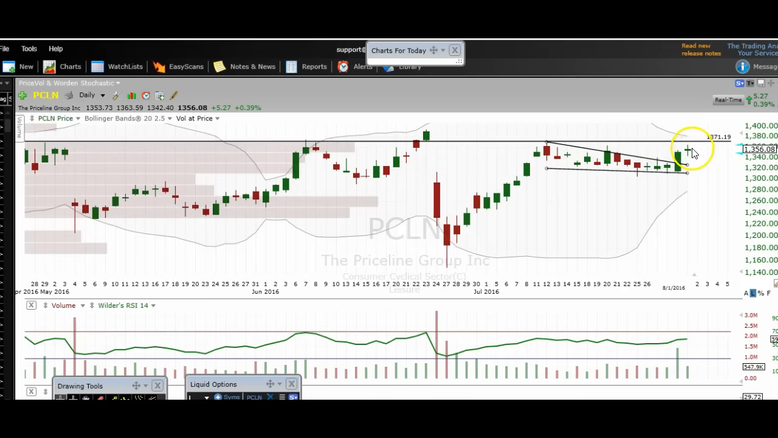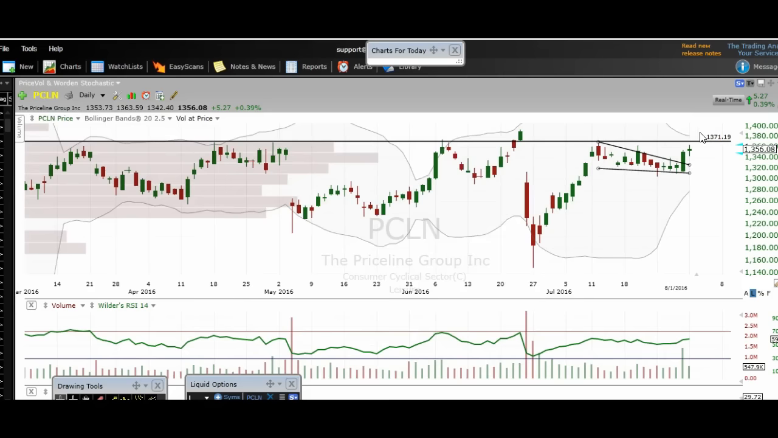Today we made a higher high and a higher low. It is a doji, so we could see a little bit of a consolidation to the downside before heading up again, but I definitely think that Priceline is looking good for higher prices in the near term.